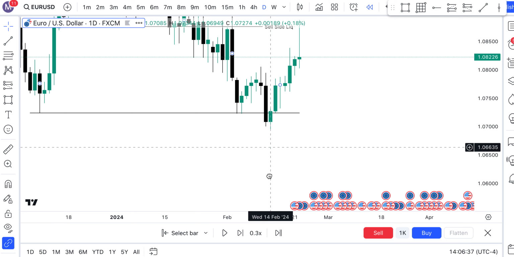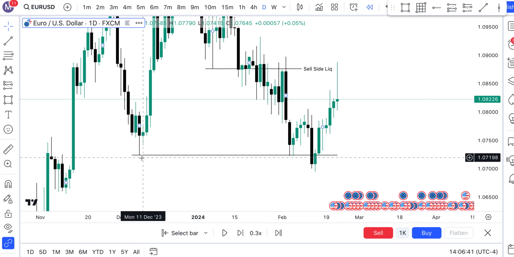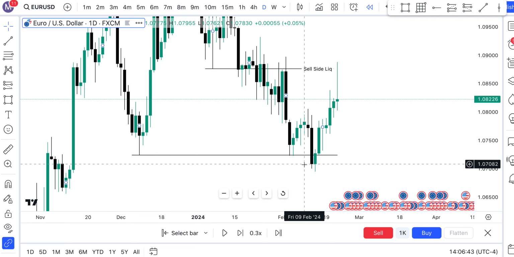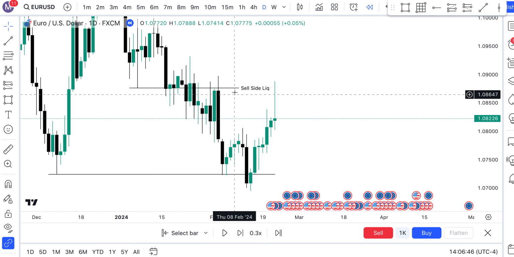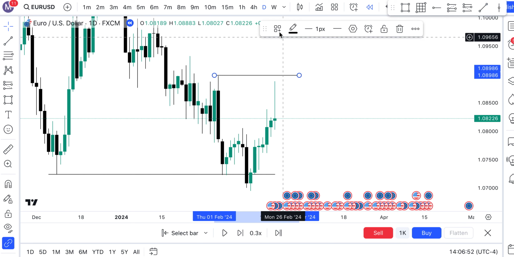So we've taken out the low, and then yeah, look. So this must have been the target, this low. Because we've taken it out, and now we're reversing. Now we're reversing to take out buy side.